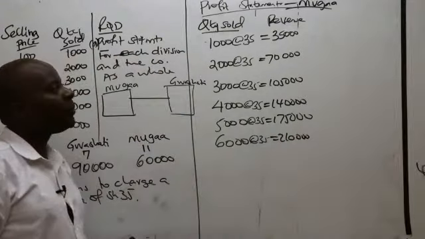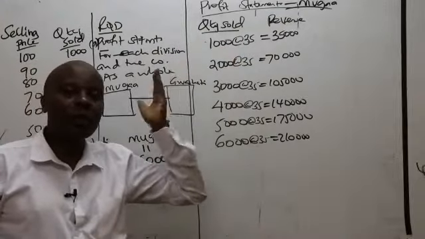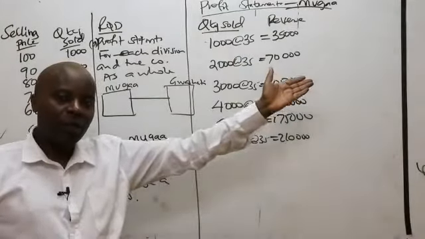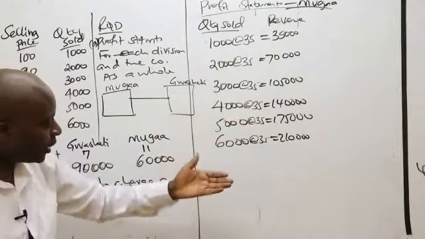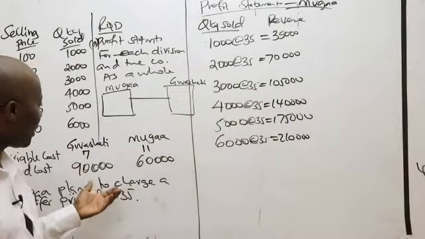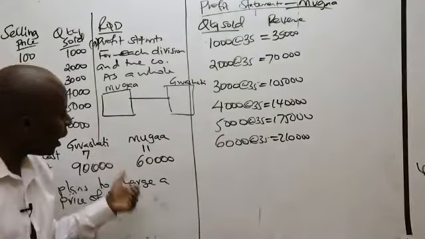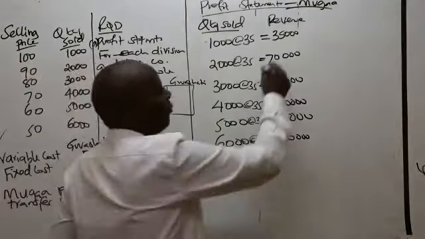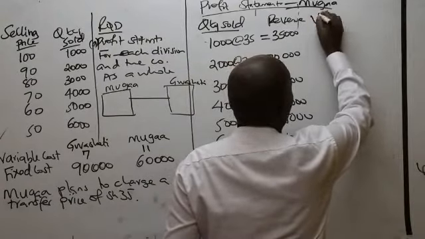Now, ladies and gentlemen, having gotten such beautiful revenues, the next thing will be for us to charge expenses. I can see there are two types of expenses here. We have variable cost. Let us first of all capture the variable costs.